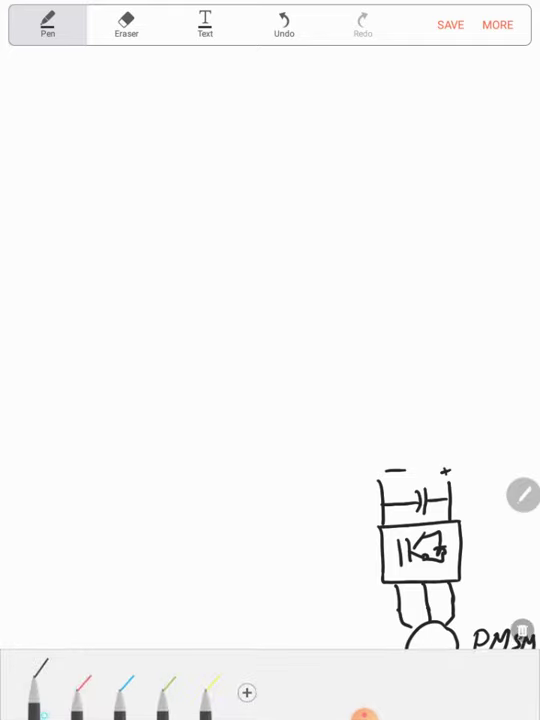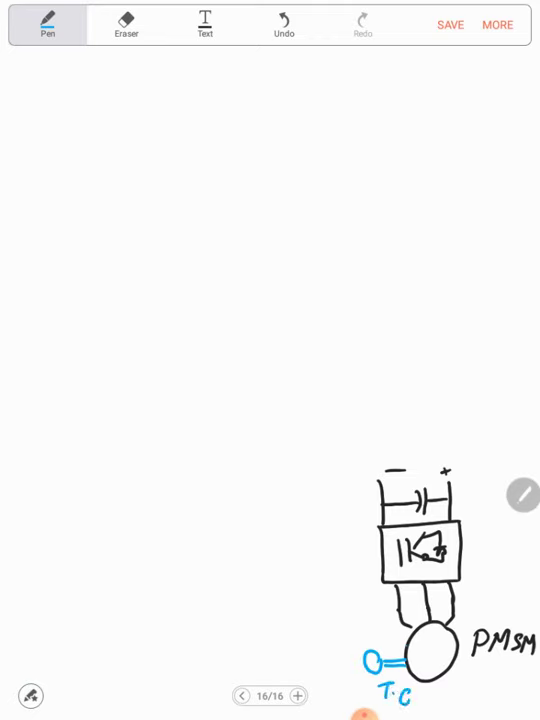And here we are using a tacho generator in order to measure omega r mechanical. So if we multiply by p over 2, we are getting omega r, and if we integrate omega r, we are getting the theta r.